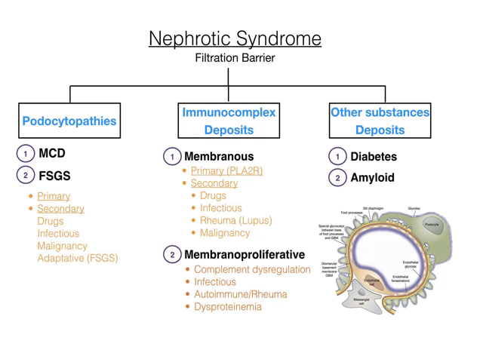and in this condition there is deposition of immune complex, or by another way, antigen-antibody complex, which lead to initiation of inflammatory response, inflammatory cascade, and cause injury or damage to the glomerular basement membrane. At the same time, other substances like in diabetes and amyloidosis, deposition of abnormal protein or presence of inflammatory process can lead to nephrotic syndrome. So here the three main mechanisms: podocytopathy, immune complex deposit, and other substance deposit like in diabetes and amyloidosis.